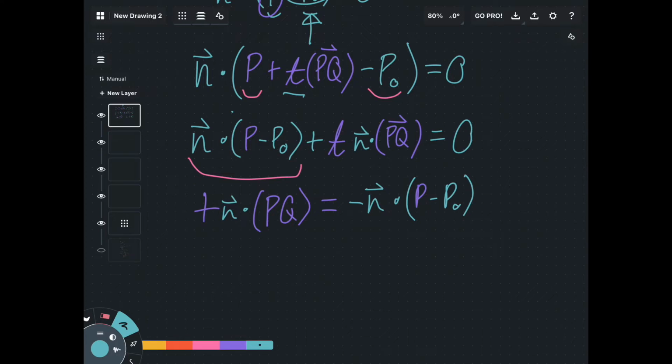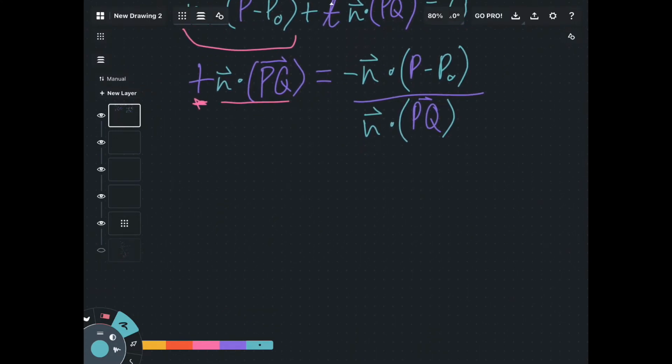And then now we need to isolate t further. We want t, so we are going to divide both sides by the normal dotted with our vector that I forgot to put the line on, PQ. So that's going to come over here, and it's going to be n over n dotted with PQ vector. Sweet. And that ultimately gives us the equation that we need to solve for t.